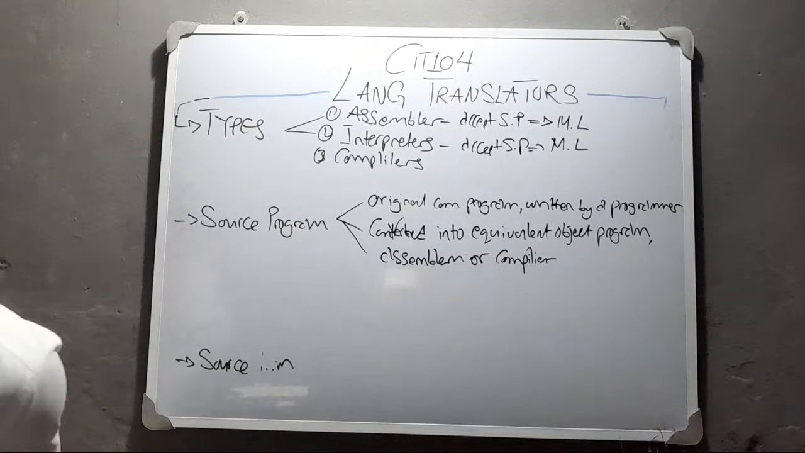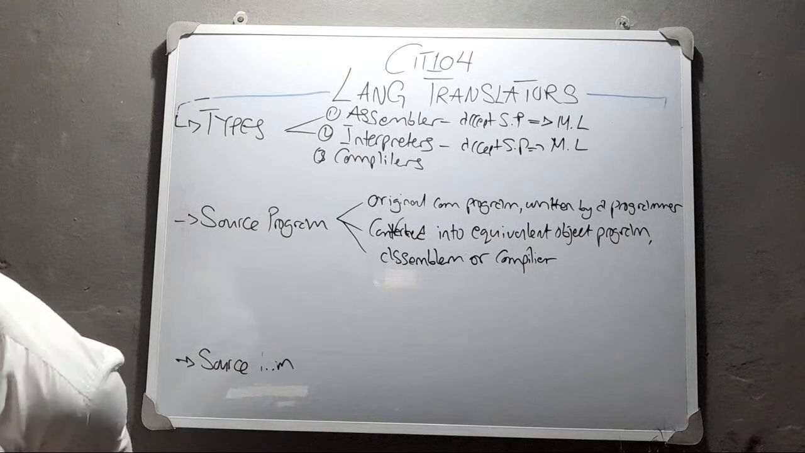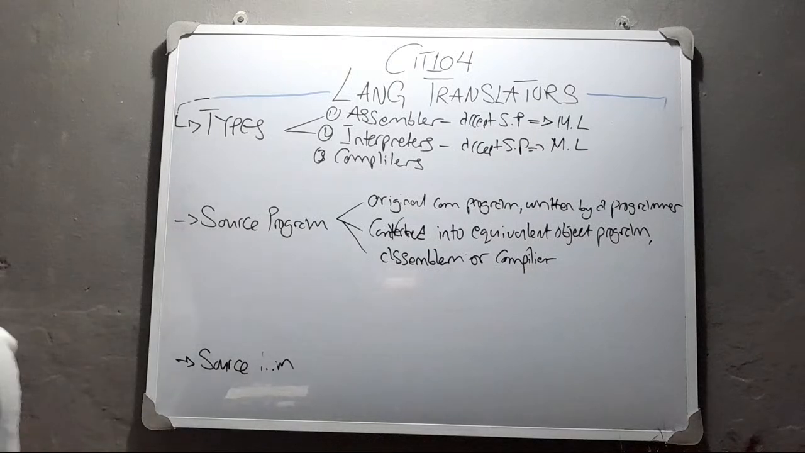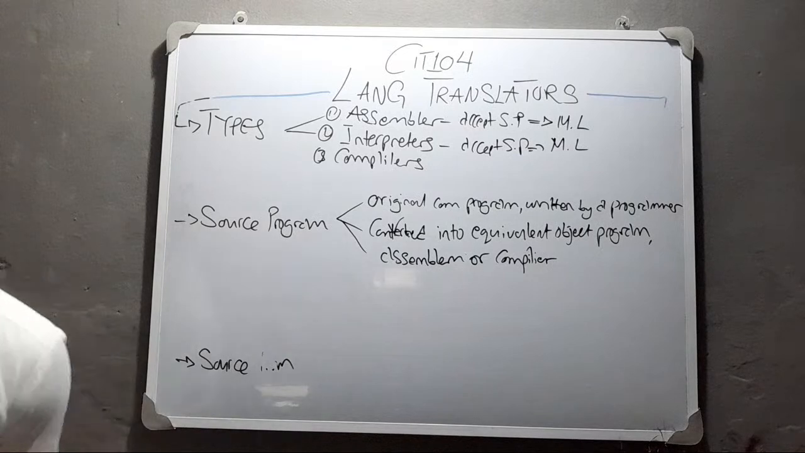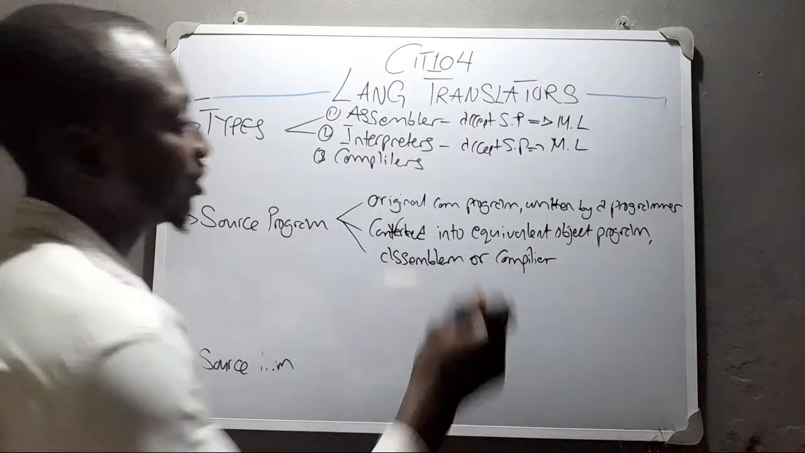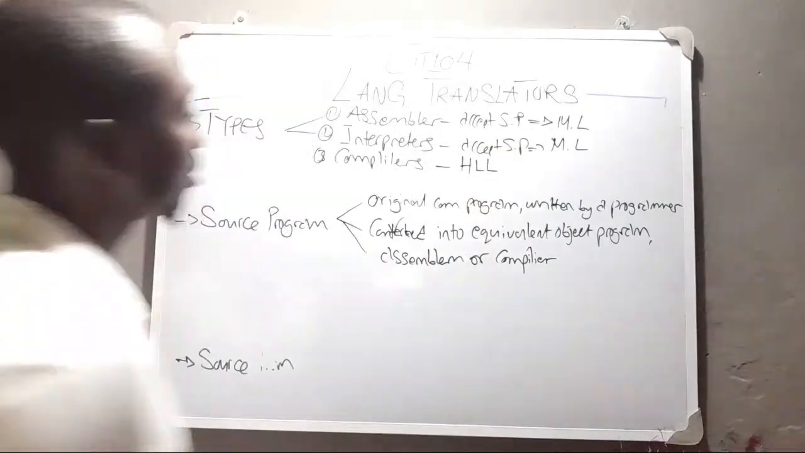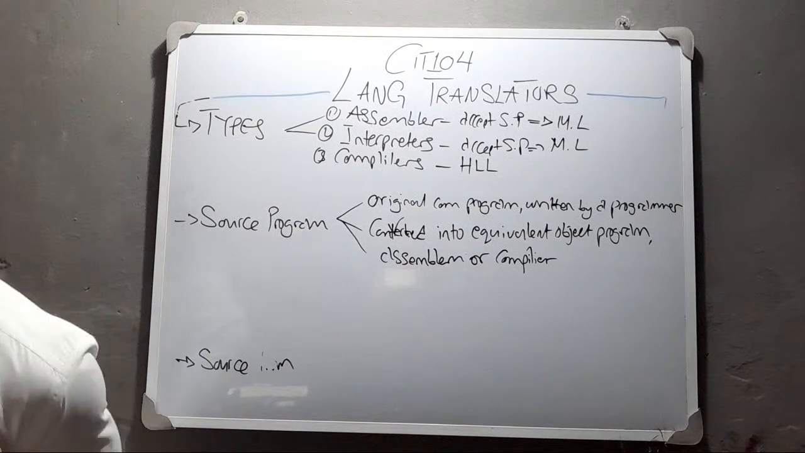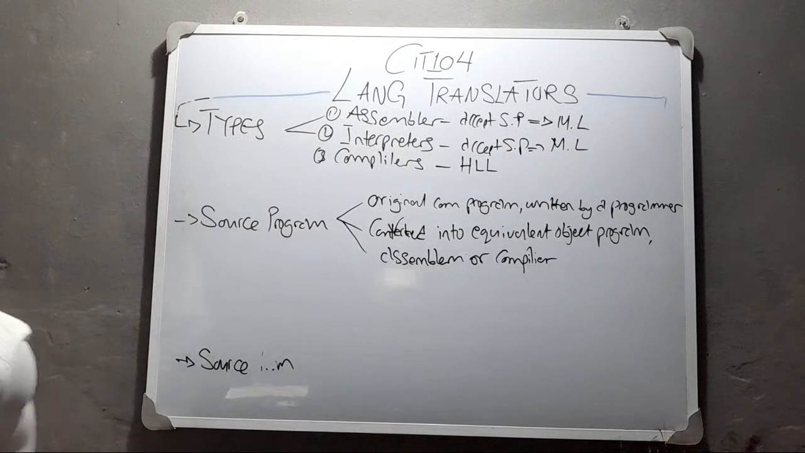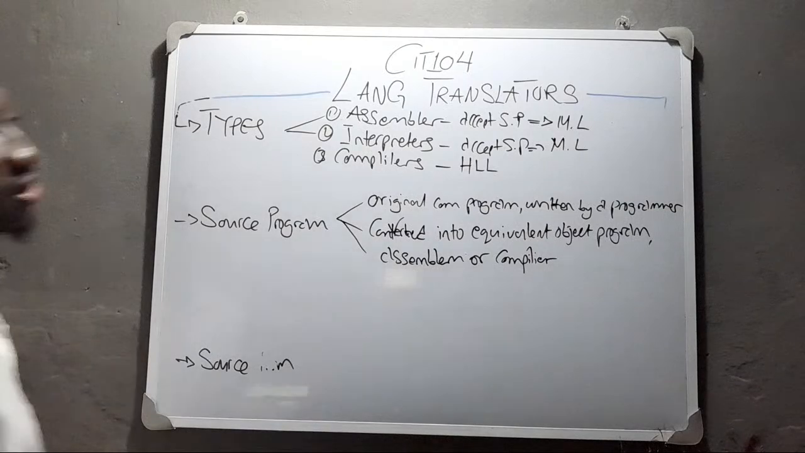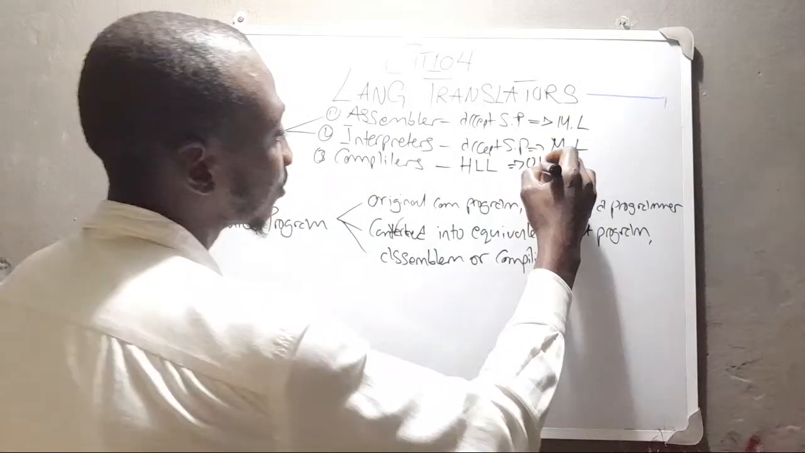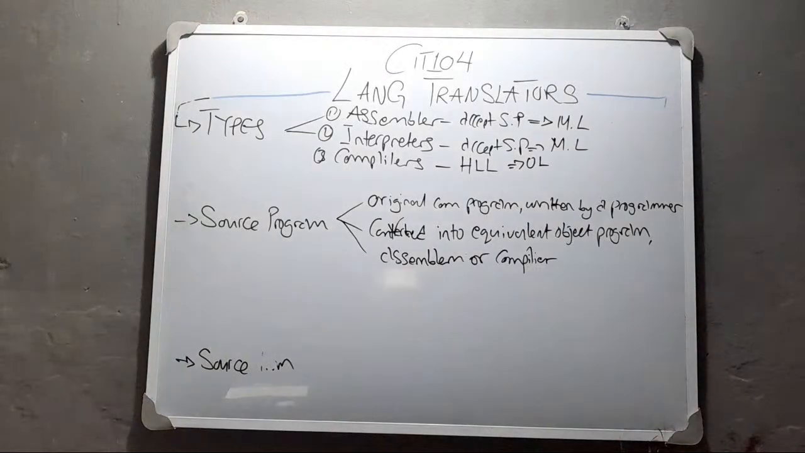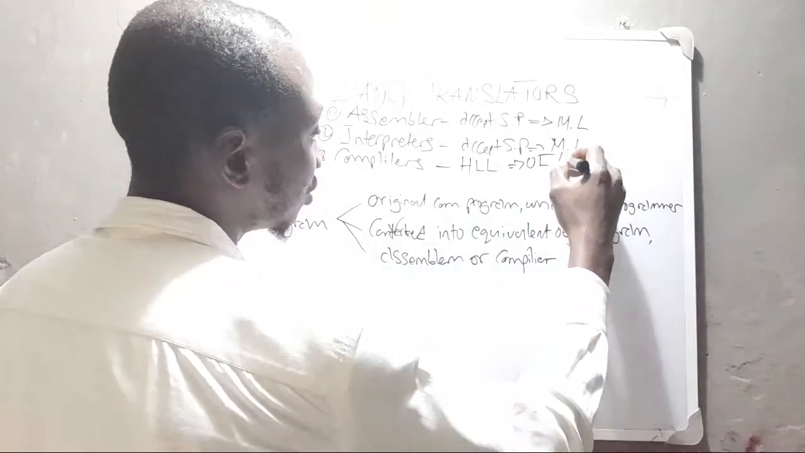We have the compiler. The compiler is also a computer program that accepts a source program in one high level language, reads and translates the entire user program into an equivalent program in machine language called the object program.